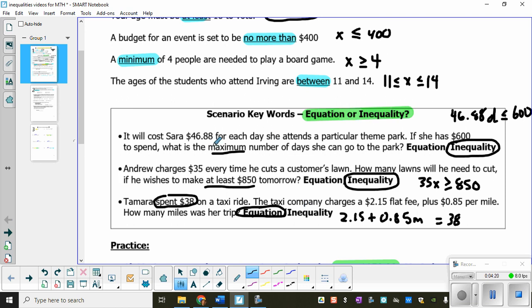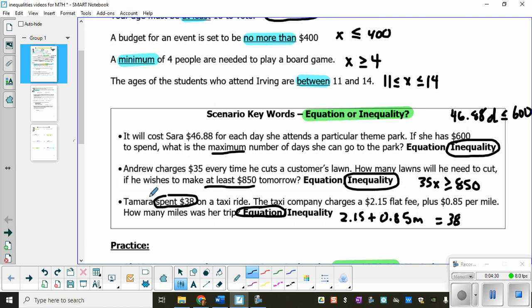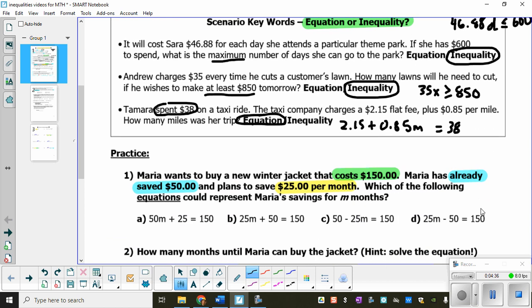You're looking for keywords like what's the maximum or minimum, at least or at most. If you want to spend no more than something, minimums, between, those are all going to be inequality setups. And if you're given an actual total, kind of like we were in Unit 4, that's back to when it's an equation. So kind of practicing with that right here, Maria wants to buy a new winter jacket that costs $150.